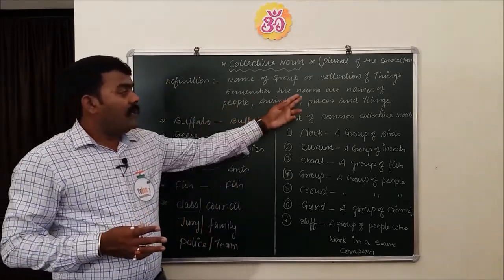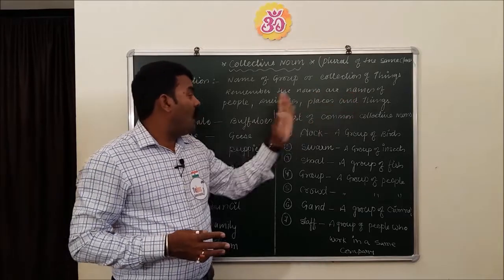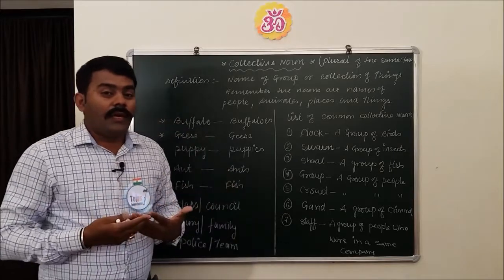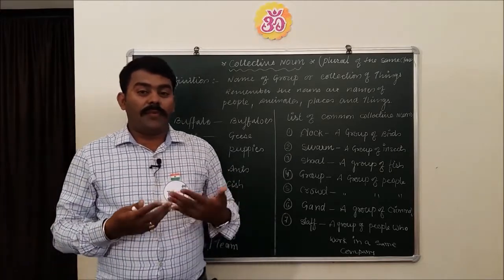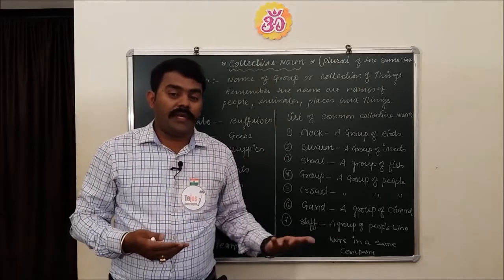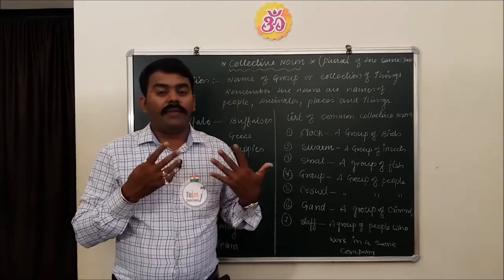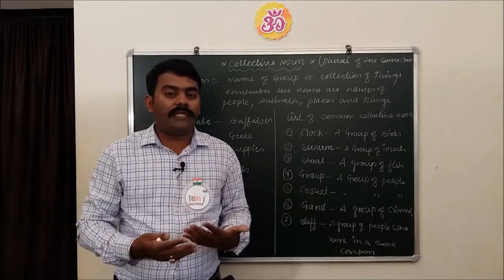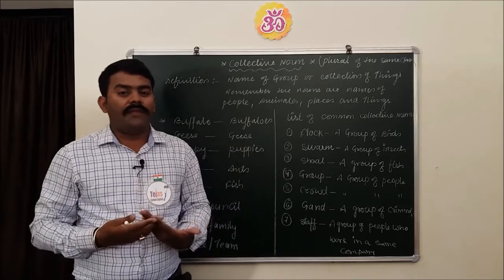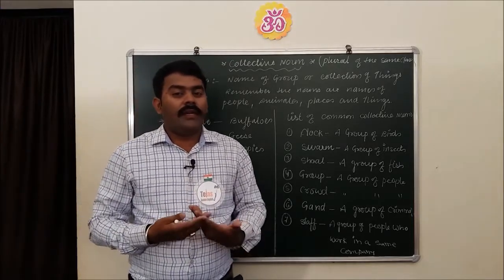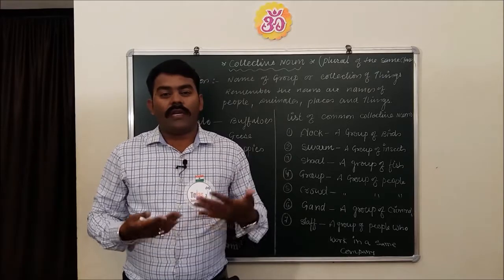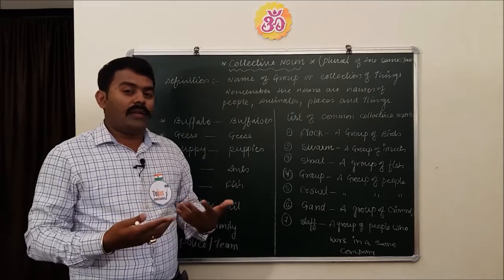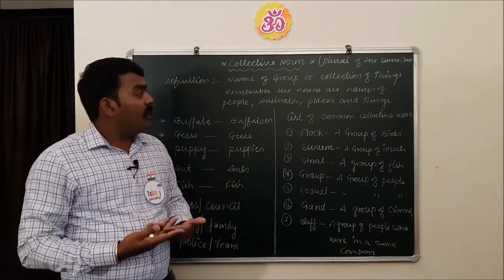And remember that nouns are names of people, animals, places and things, because we know a noun is a particular name for a kind of person, place, thing or animal. So we have different categories in collective nouns. We have to understand how many types we have to learn, and today's topic is based on collective nouns. A collective noun is a kind of group name or collection of things. It is called a collective noun.